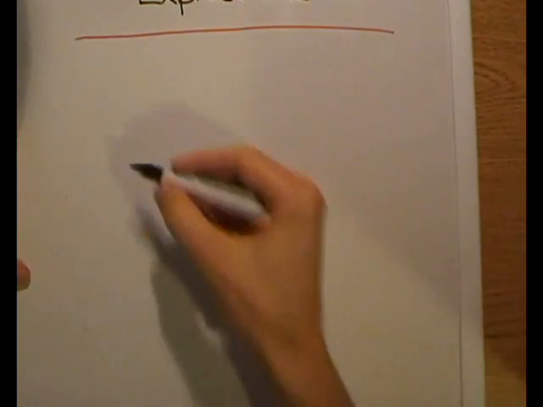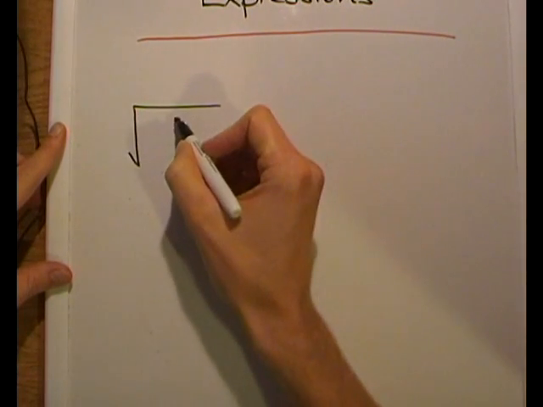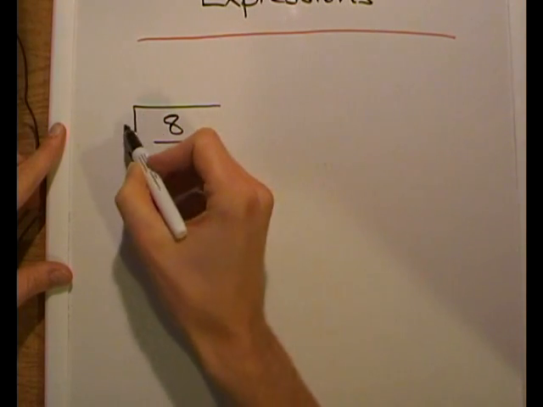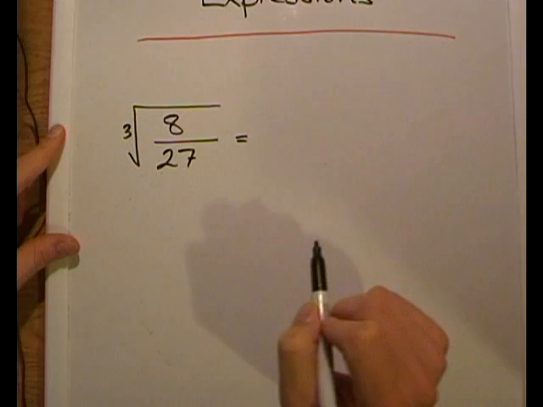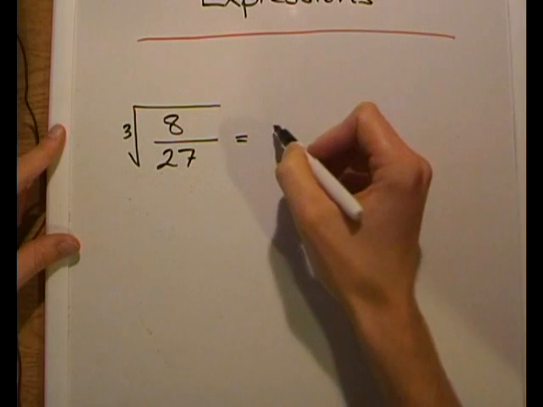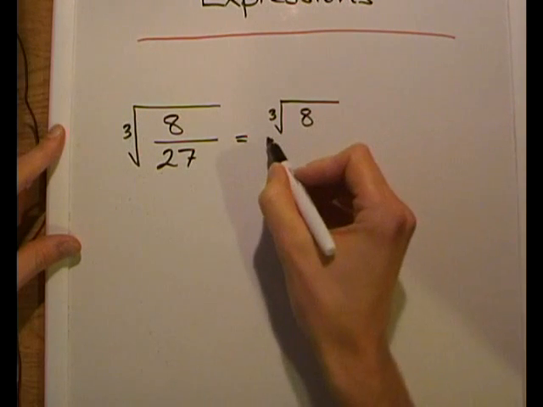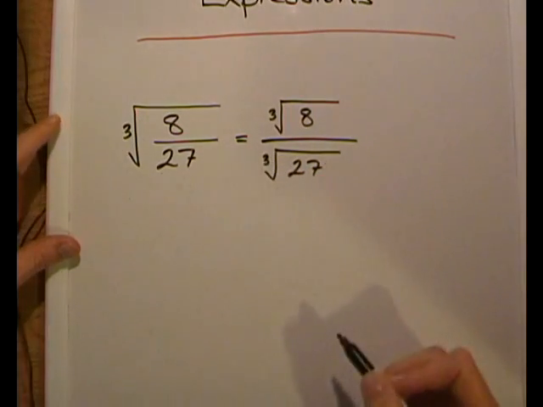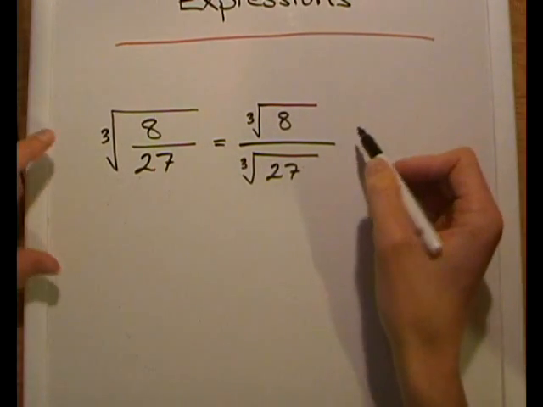So let's say we had a fraction inside the root. Let's make it a little more interesting: the cube root of 8 over 27. The second rule that I mentioned in the beginning of the video says that we can split these two up into the cube root of 8 over the cube root of 27. And from here on, we solve it the same way as we do with all the other radical problems.